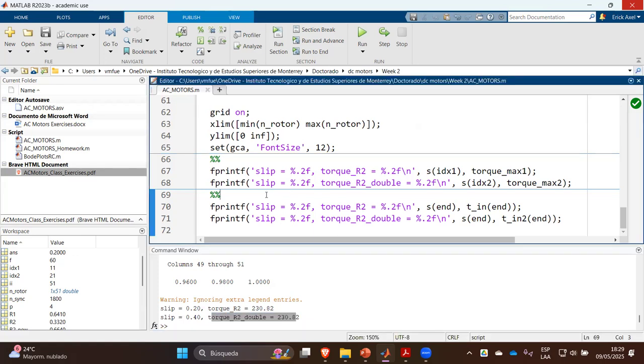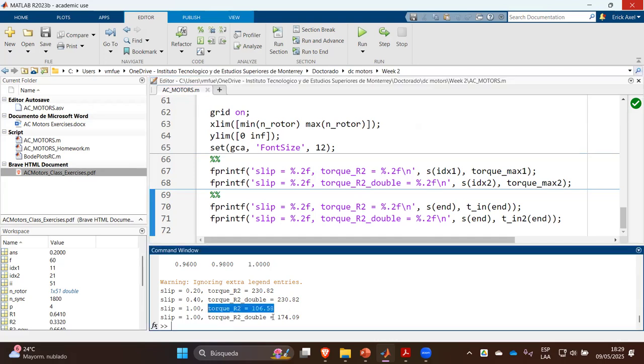And here in this final line of code, what I did was to compute the starting torque for both cases. This is the torque when R2 was not doubled, and we obtained a starting torque of 106, which is very close to the value that we obtained by hand. And as expected, the slip should be equal to 1.